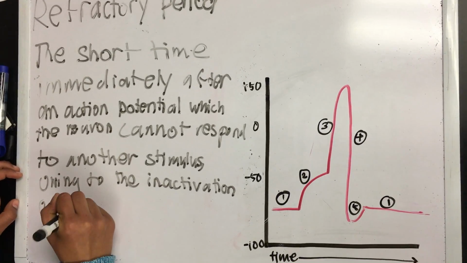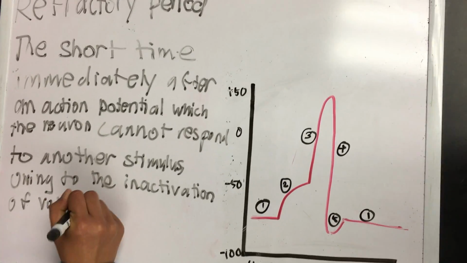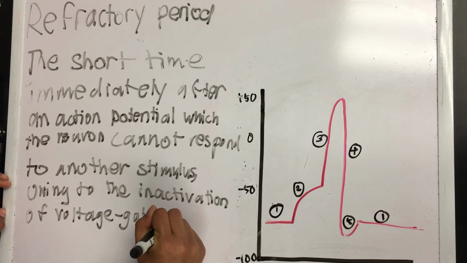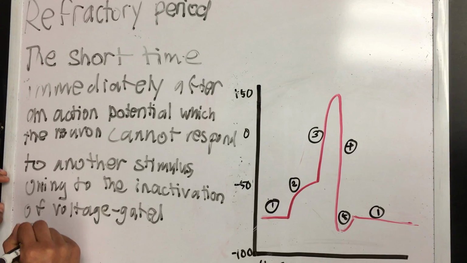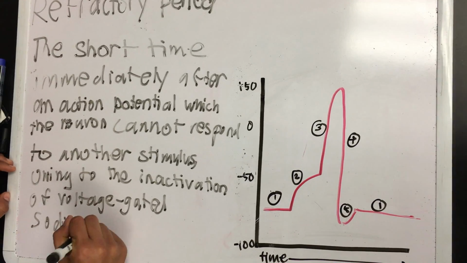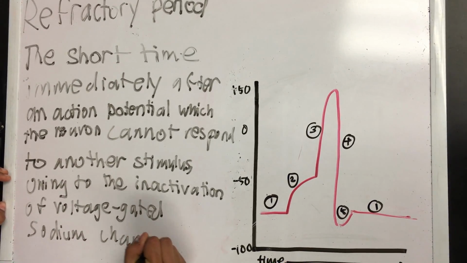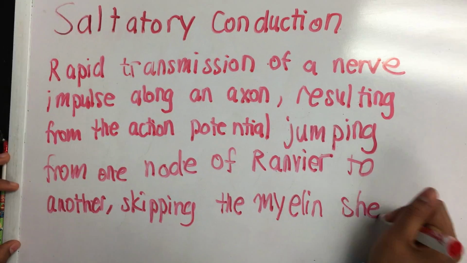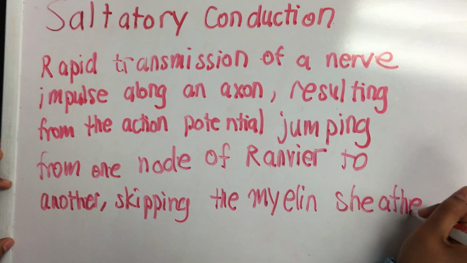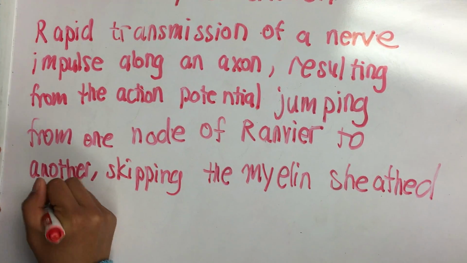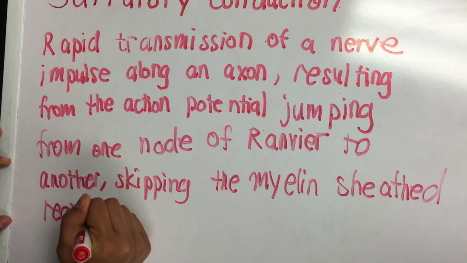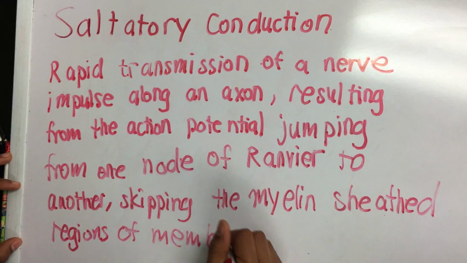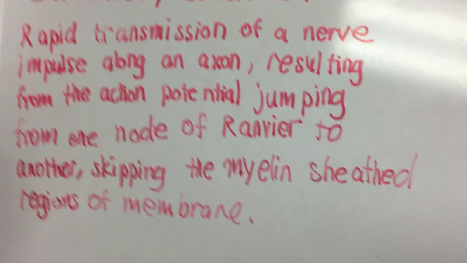The refractory period is the short time immediately after an action potential in which the neuron cannot respond to another stimulus, owing to the activation of voltage-gated sodium channels. This creates a maximum frequency of action potentials. Saltatory conduction is the rapid transmission of a nerve impulse along an axon, resulting from the action potential jumping from one node of Ranvier to another, skipping the myelin-sheathed regions of membrane.